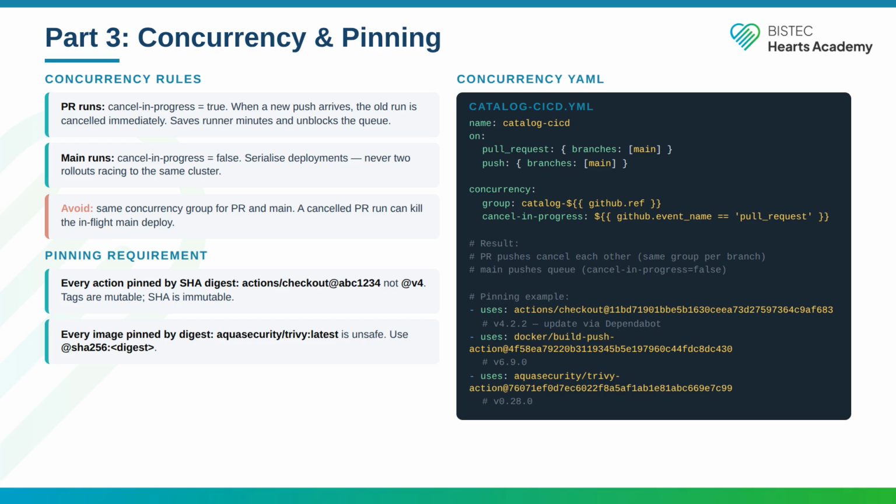The image digest propagation pattern closes a subtle security gap. If each pipeline stage independently resolves a tag to a digest, a concurrent push to the registry between stages could cause different stages to act on different underlying images. Pass the digest once as a job output from the build stage and reference it in every downstream stage. The digest is the single source of truth.